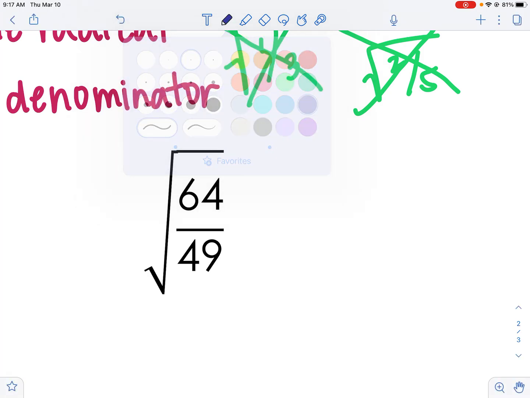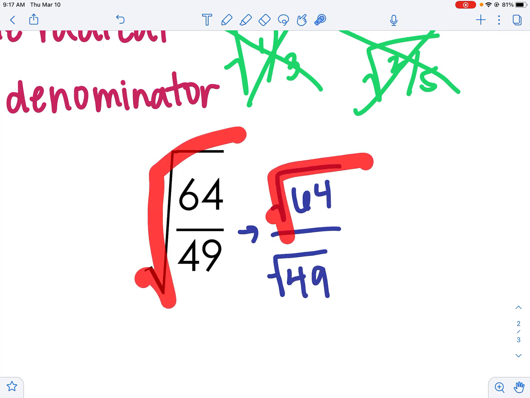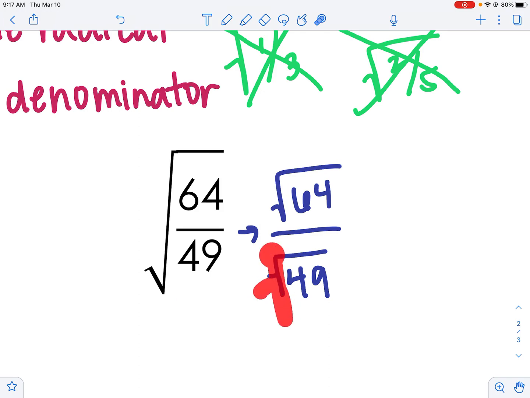If I were going to rewrite this, let's change this to be the square root of 64 and the square root of 49. That's a legal move. They both had a square root over them, so I'm just going to change it to be a square root on the top and a square root on the bottom.